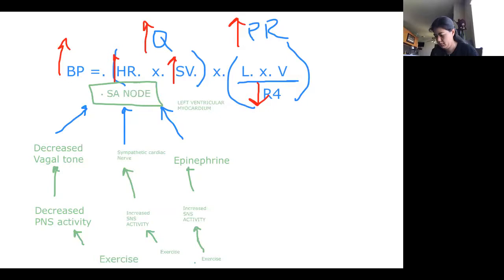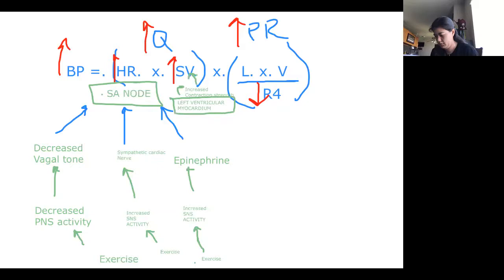Okay, so the left ventricular myocardium is going to have an increase in contraction strength. Okay, I'm going to mark the left ventricular myocardium as my effector. If we can get that to increase contraction strength, then we can get an increase in stroke volume, which would cause an increase in cardiac output and an increase in blood pressure.